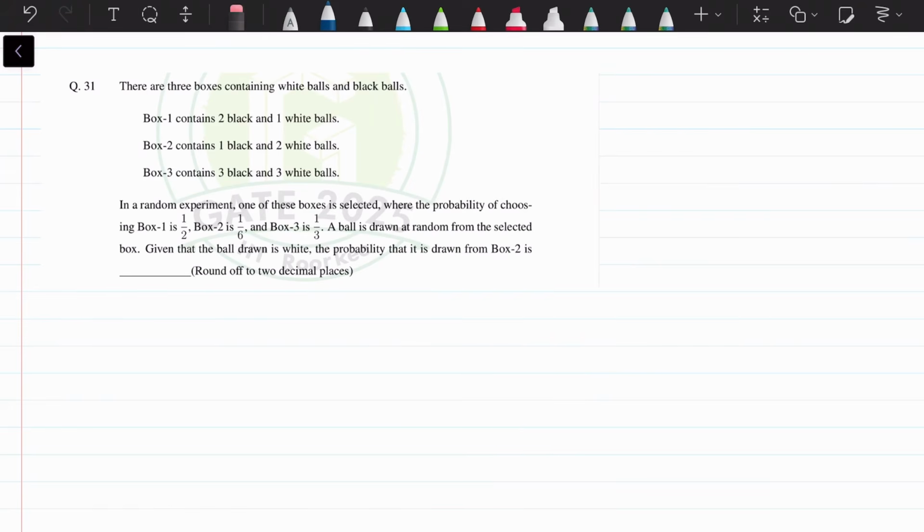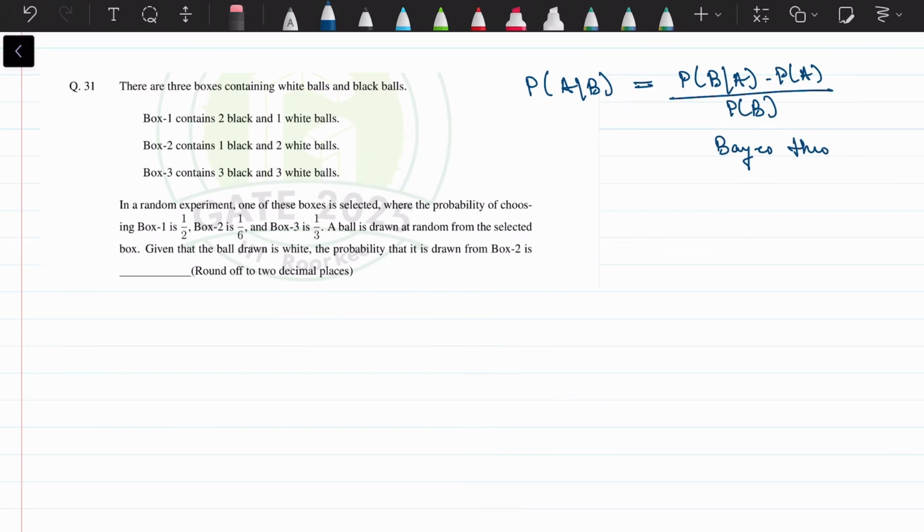प्रोबेबिलिटी 1/3 है। हमें फाइंड आउट क्या करना है कि given that ball drawn is white, what is the probability that ball was drawn from the box 2. So this is a question of Bayes theorem. So what Bayes theorem says is that probability of A given B can be expressed as probability of B given A into probability of A divided by probability of B. So that's the Bayes theorem, which you all know. So we can use this particular theorem to solve this particular question.